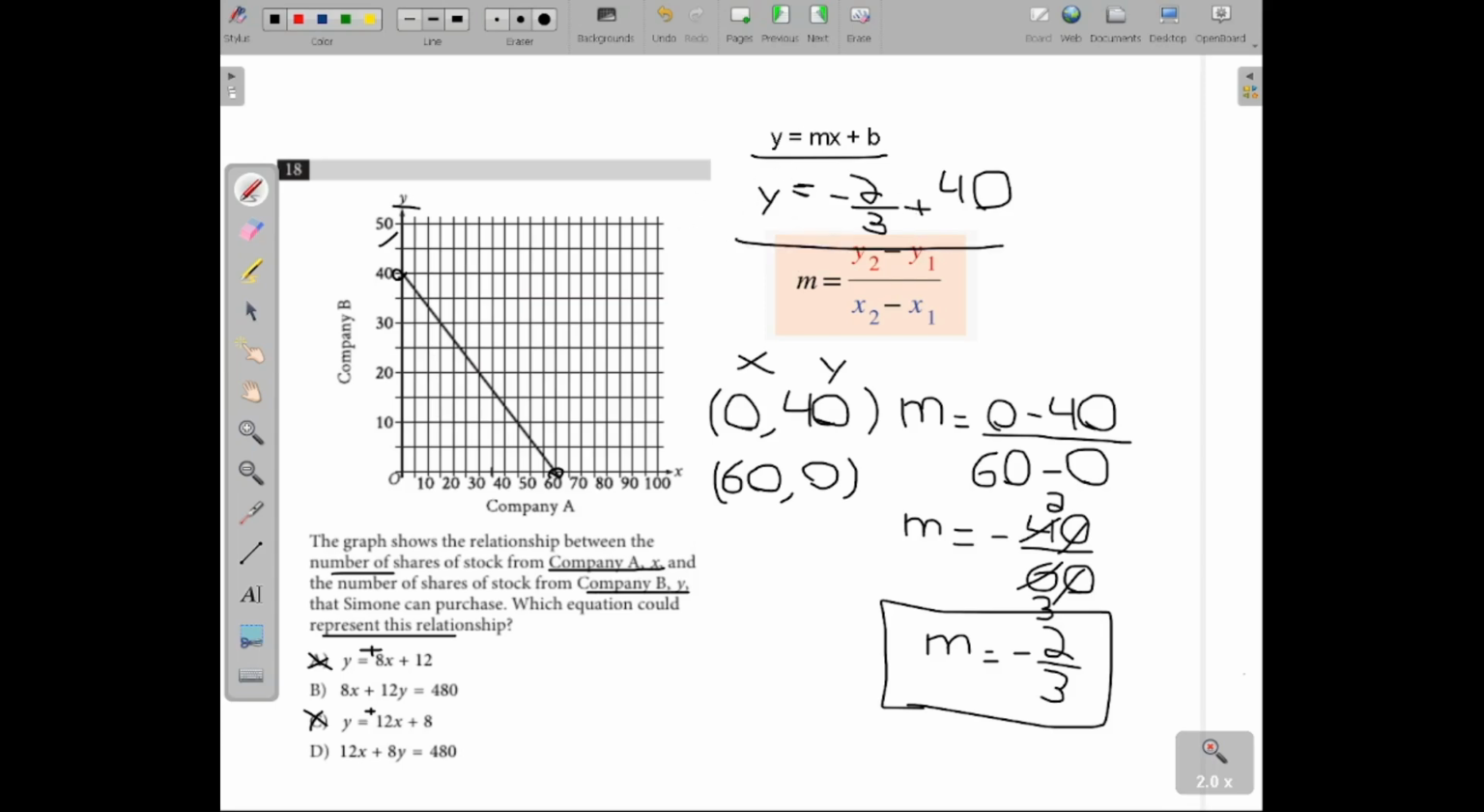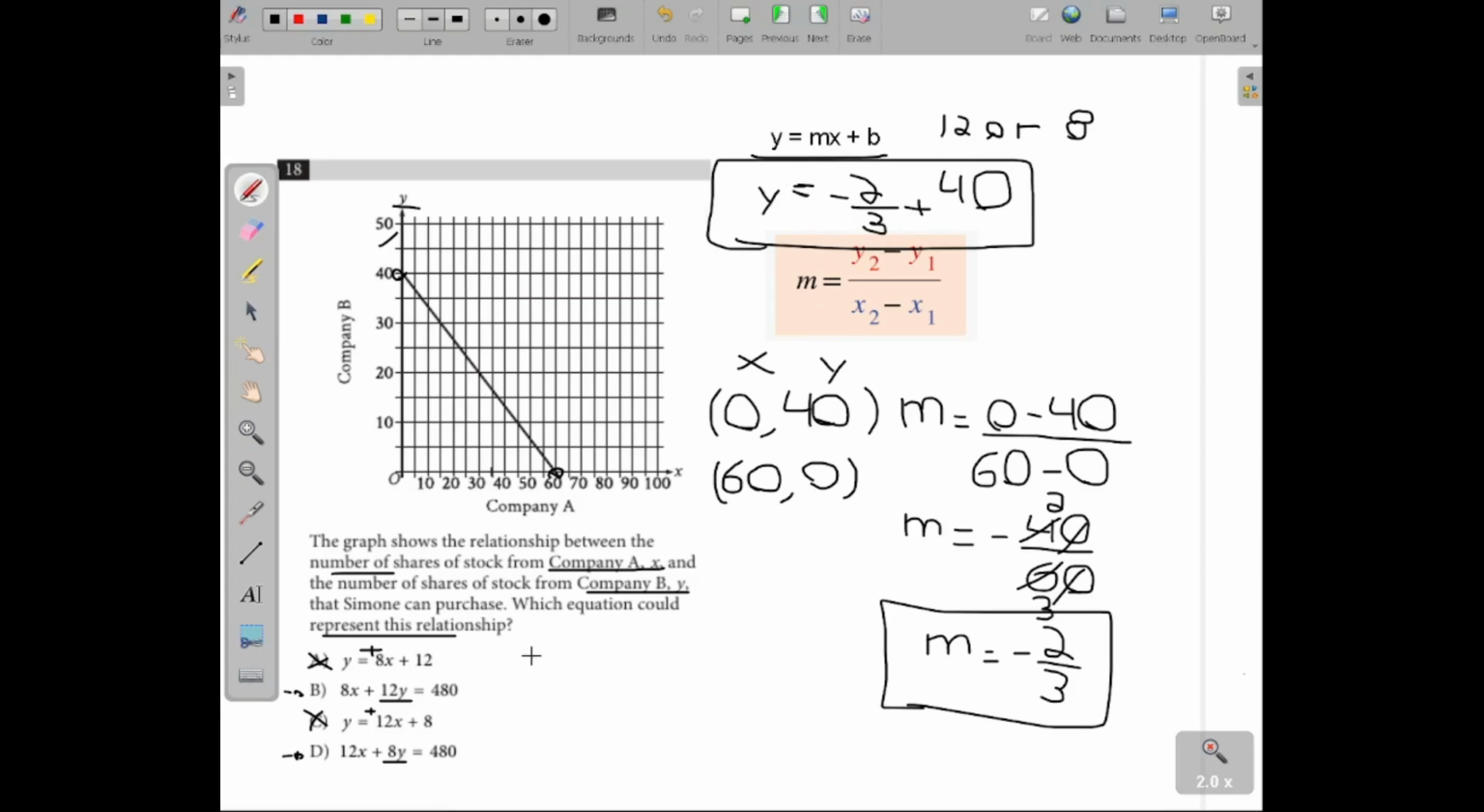Now, we need to compare this to the possible answers we have, B and D. We could see the factor of y, and we could multiply this equation by 12 and by 8 to see if it is equal, and we'll have a solution. So let's multiply this equation by 12.